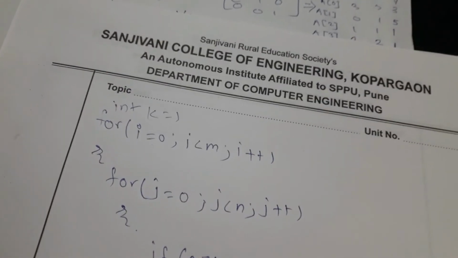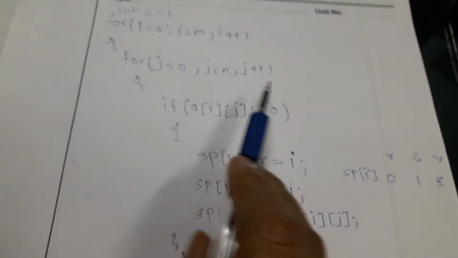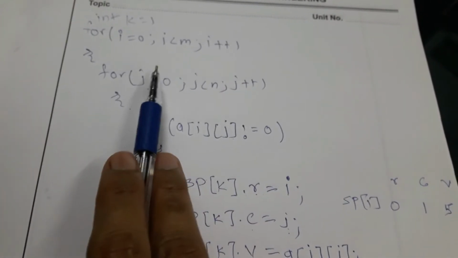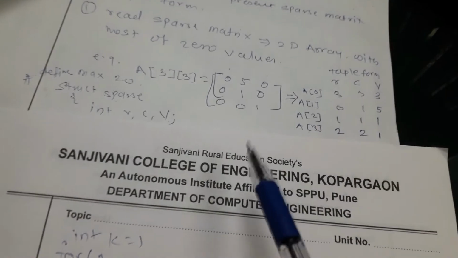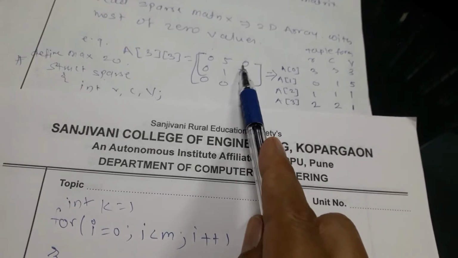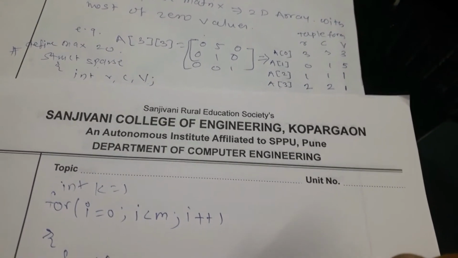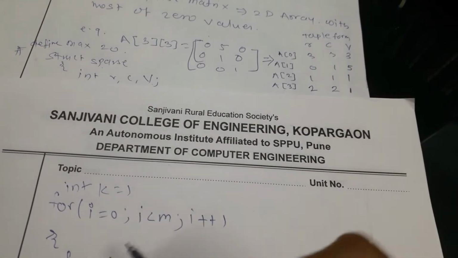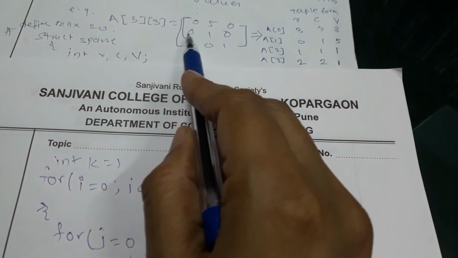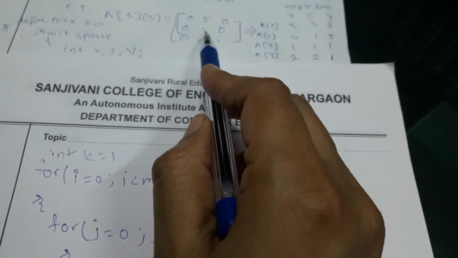Then close the j and close the i loop. Next time what will it take? Next time it will increment the j value, that is j is now 2. Then it will check 0 2. The value is 0, so it will skip the if condition and increment j. Now this condition gets false, so it increments the i value. Now i is 1 and j is 0. Then it will check 1 0. 1 0 is 0, so the condition is false, so it will increment j.